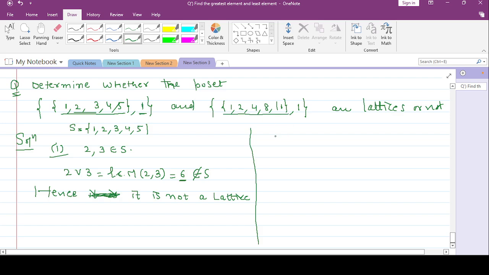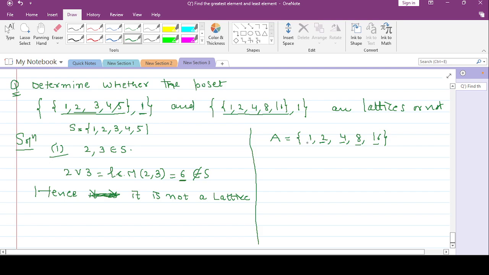Let me call this set A. A set is 1, 2, 4, 8 and 16. Now suppose you take any two elements, suppose I take 2 and 8. What is the GCD of 2 and 8? It is 2. What is the LCM of 2 and 8? It is 8. Now suppose I take 4 and 16. GCD is 4, and LCM is 16. So 4 and 16 are again members of this set.